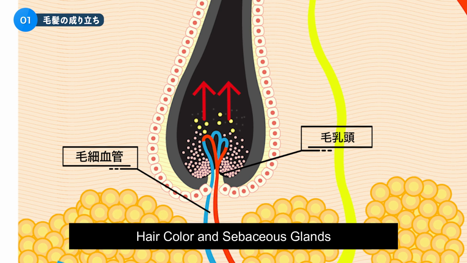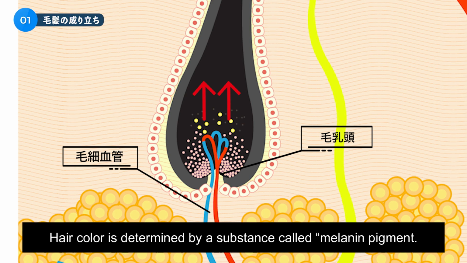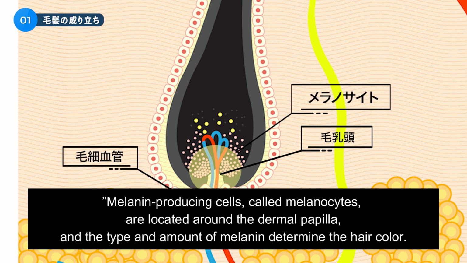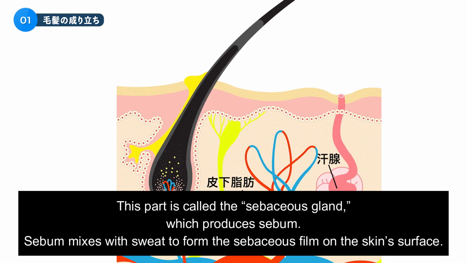Hair color and sebaceous glands. Hair color is determined by a substance called melanin pigment. Melanin-producing cells, called melanocytes, are located around the dermal papilla, and the type and amount of melanin determine the hair color. This part is called the sebaceous gland, which produces sebum.